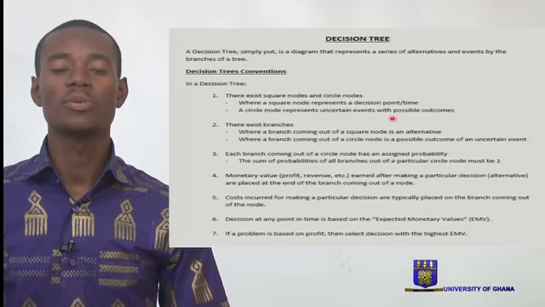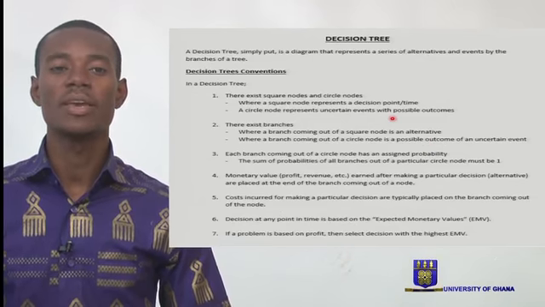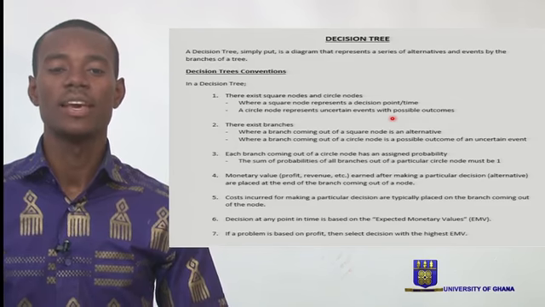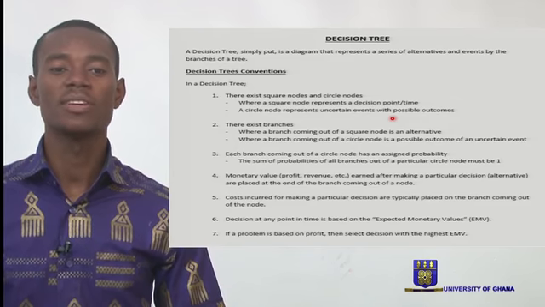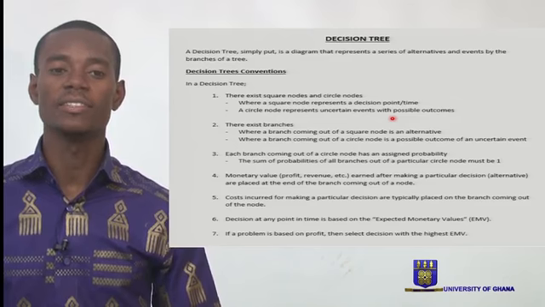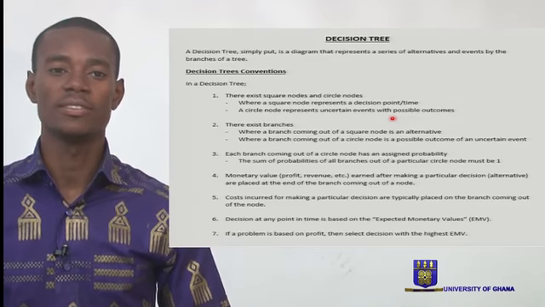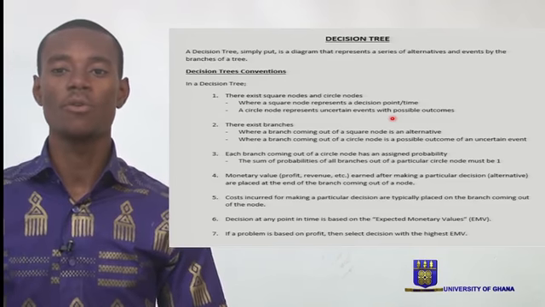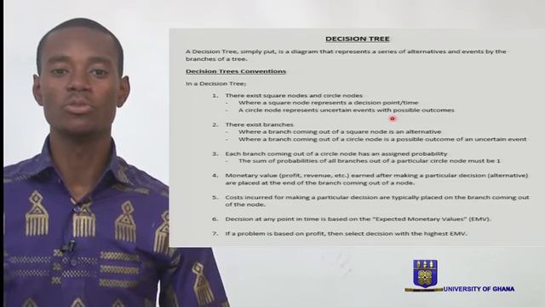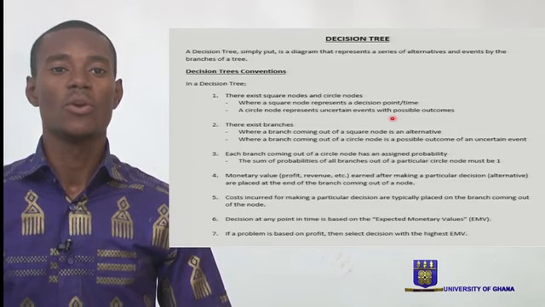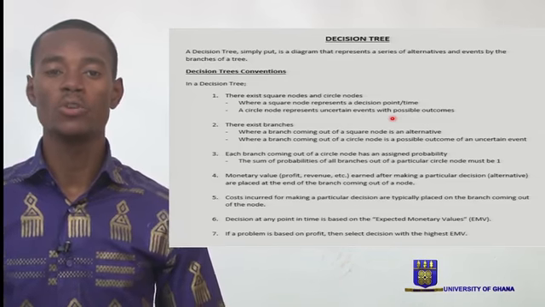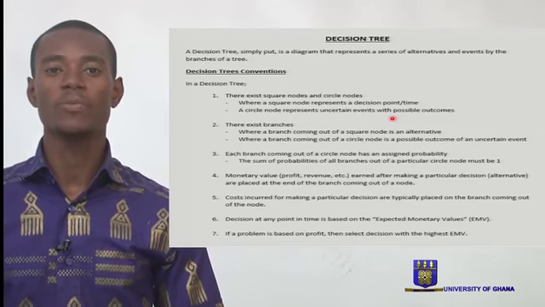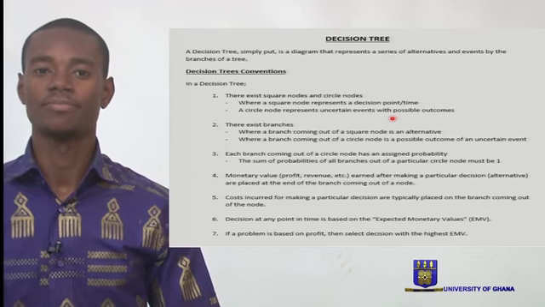Where you would have to represent an event with a square, it means that at that point, the firm or the business has to make a decision or is about making a decision. For instance, consider the case of whether we produce or not to produce, whether we buy or we do not buy. At that point, we have to make a decision.